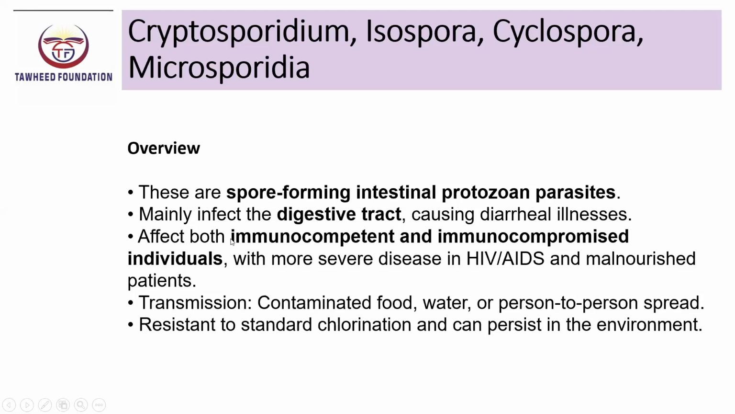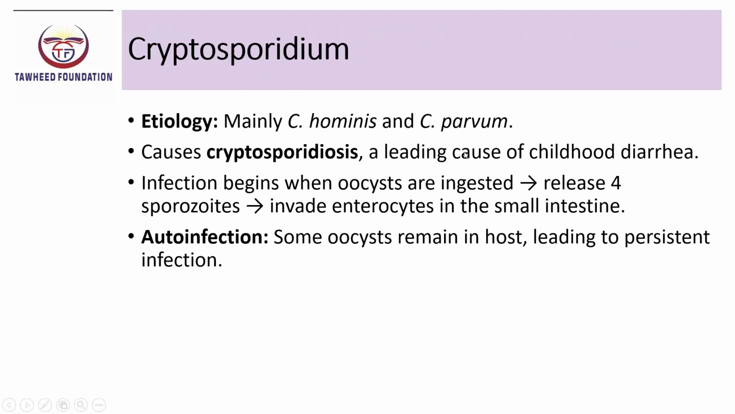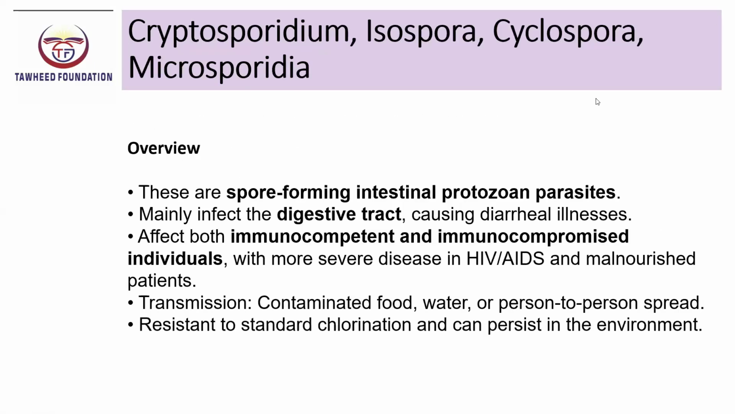Next is spore-formers. So, Cryptosporidium, Microsporidium, Cyclospora. So these are spore-forming intestinal protozoan parasites. They mainly infect the digestive tract, causing diarrheal illness.